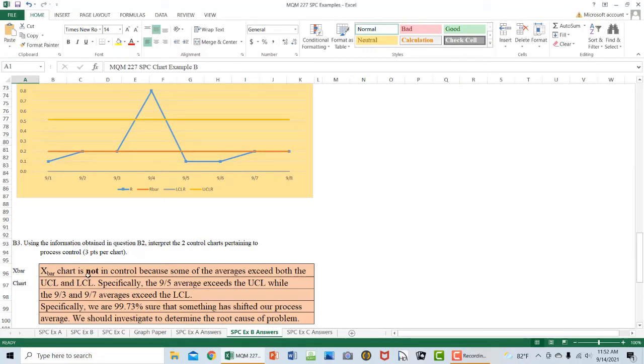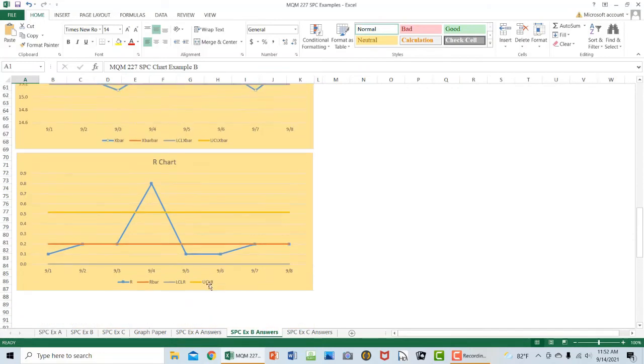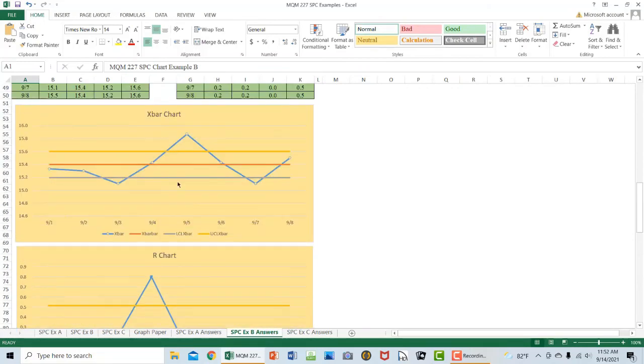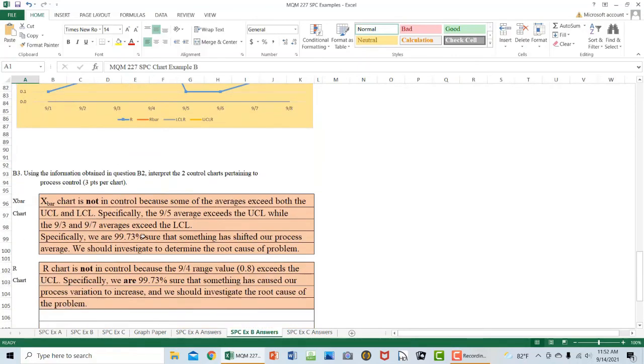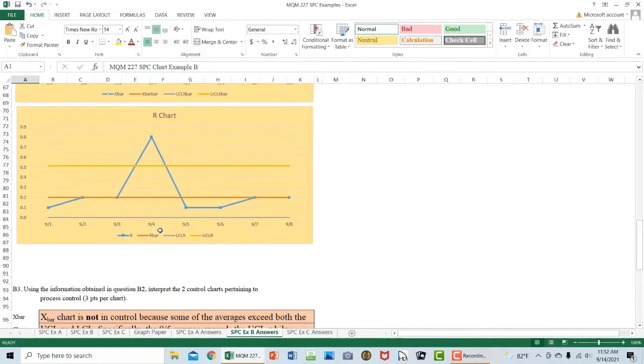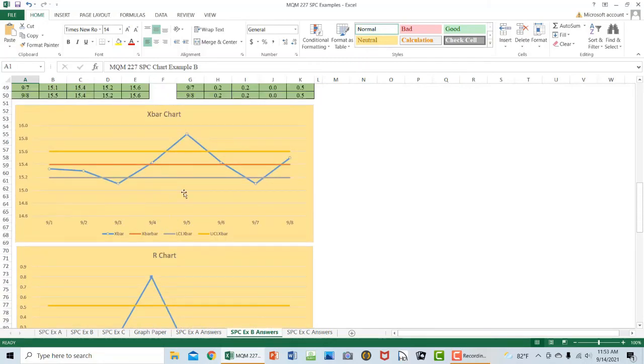So it's not in control, and I say specifically the 9.5 average exceeds the upper control limit. So on our X bar chart, the 9.5 average exceeds the upper control limit, while the 9.3 and 9.7 averages exceed the lower control limit. 9.3, 9.7 exceed this lower control limit. So those three are all problems. That indicates the process is out of control.